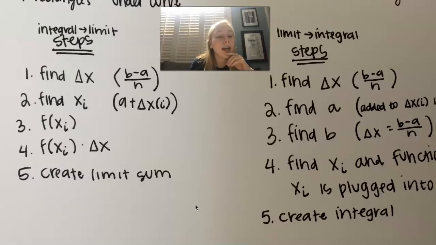Next, we're going to plug in xi into the equation to make f of xi. So basically, there's an equation inside that integral, of course, and wherever there are x's, not including dx, we're going to plug in xi to make f of xi. And then finally, step 4, we're going to multiply the base times the height. So f of xi times delta x. And then finally, we're going to create that limit sum, just basically putting it in the correct format with the limit and the summation sign, and that'll be your answer.